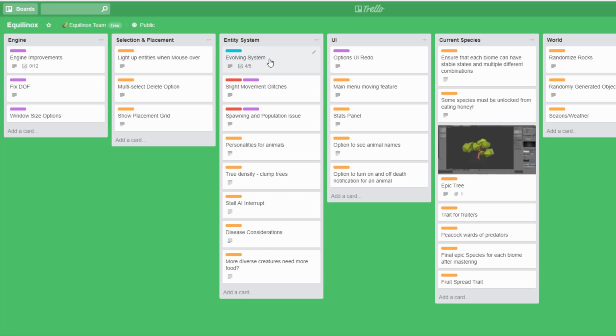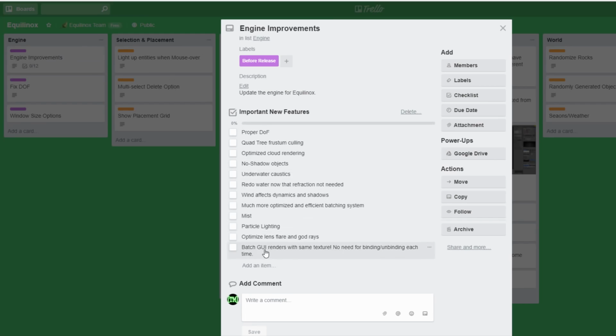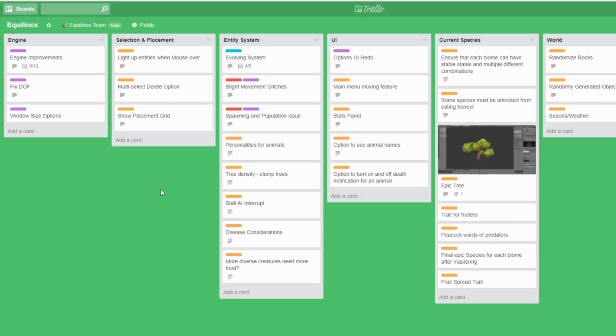The evolution system I'm still not completely happy with, so I need to do a bit more work on that next week. And then there are just a few things that I need to improve with the engine. Not all of these are essential, but it would be nice to fix the most obvious graphical problems. So I should hopefully be able to get most of those things done next week, and I'm also going to start focusing a bit more on marketing next week as well.